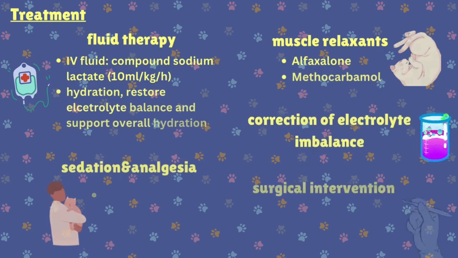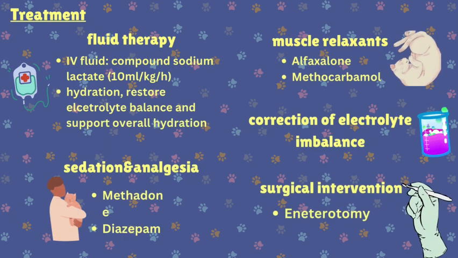The treatment includes fluid therapy, where intravenous fluid therapy was initiated using compound sodium lactate at a rate of 10 ml/kg/h. Fluid therapy was crucial for addressing dehydration, restoring electrolyte balance, and supporting overall hydration. Secondly, sedation and analgesia. 1.2 mg methadone was administered subcutaneously. Diazepam was also administered to the cat.